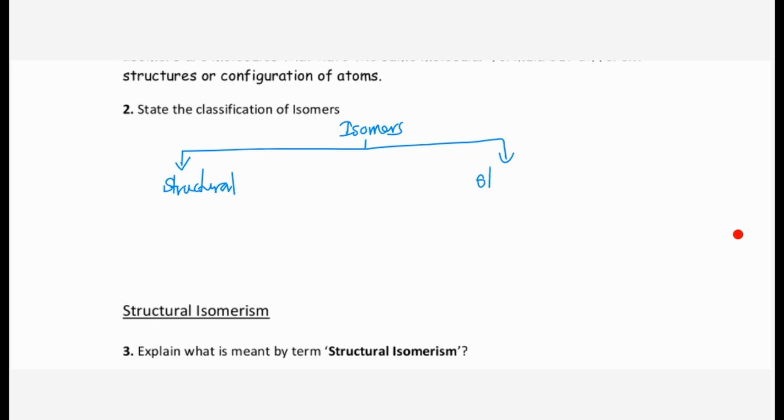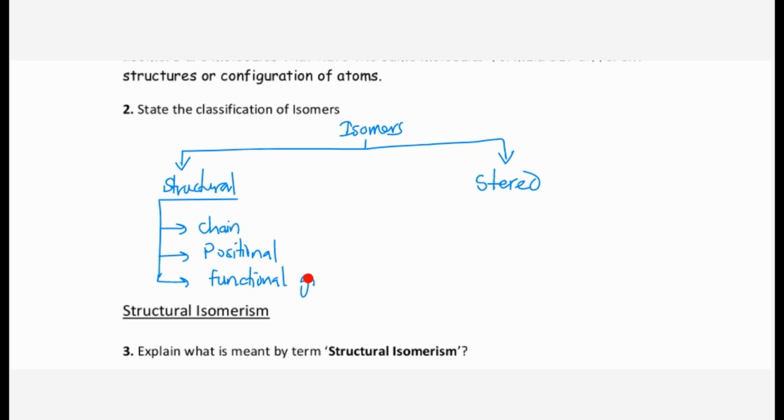And we know structural isomers we have discussed, if you remember, in O levels. We are discussing it again. Structural isomers are of three types: chain isomer, positional isomer, and functional group isomer. We're discussing each type in detail now.